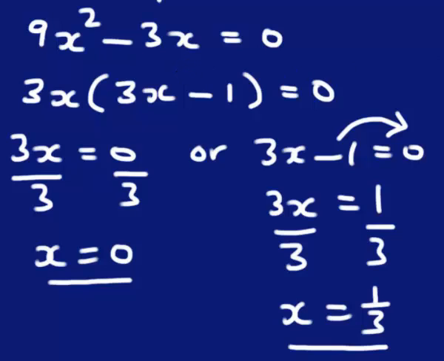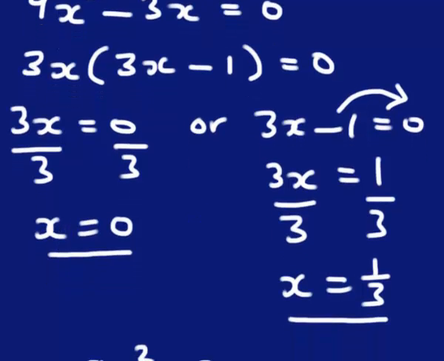Okay, now be very careful. You cannot divide by x, because if you divide by the variable you're solving for, you're going to lose x equals 0 as a solution, and that's what you don't want to do. Okay, now let's have a look at another example quickly.